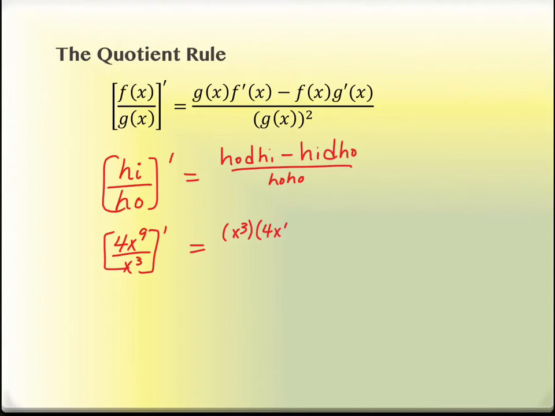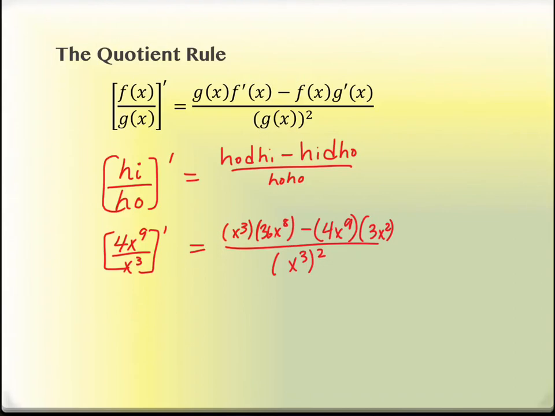9th, 8th, what do I have, 8th? I forget my numbers when I'm doing this. I was thinking about my number before. This is what happens when you zoom in and zoom out. Here we go, 36x to the 8th. Okay, good. And then I have subtraction. So that's Ho D Hi minus Hi D Ho. Hi would be what's on top, that's the 4x to the 9th. D Ho would be the derivative of what's on the bottom, so that's the 3x squared. All over the denominator, x cubed squared.